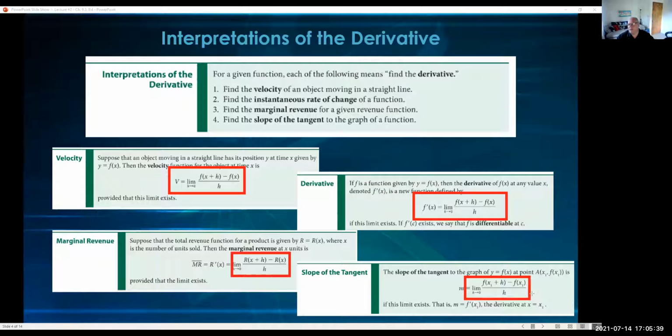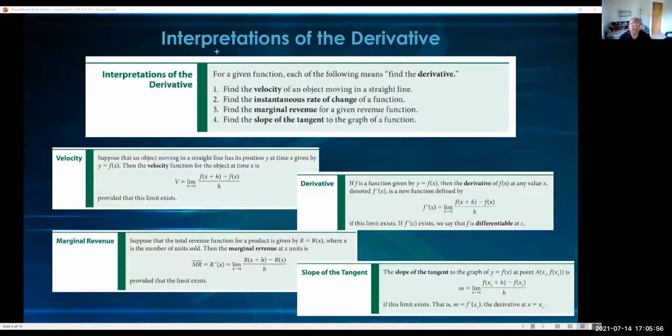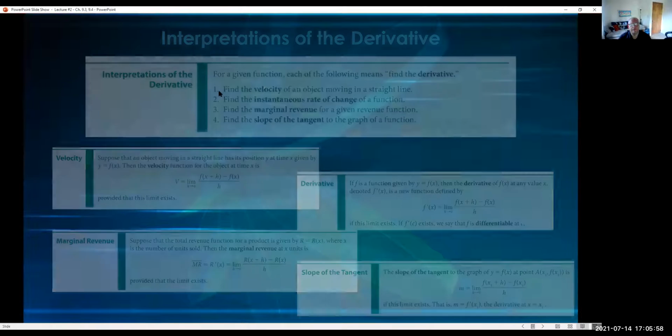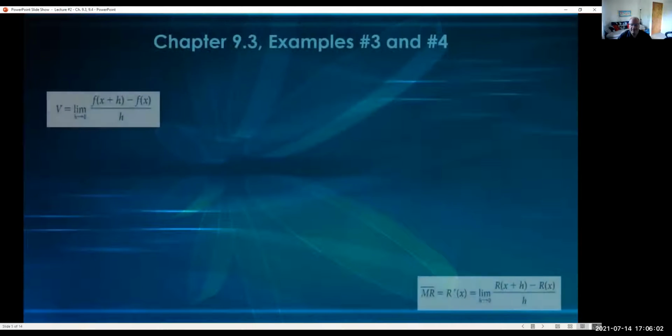And if you read the book, it's a little hard to interpret that. But as you go through each example, it's another great case of how the derivative is used to model velocity, or how to model a rate of change, or the slope or the marginal revenue. All right, so we have a couple of examples here.